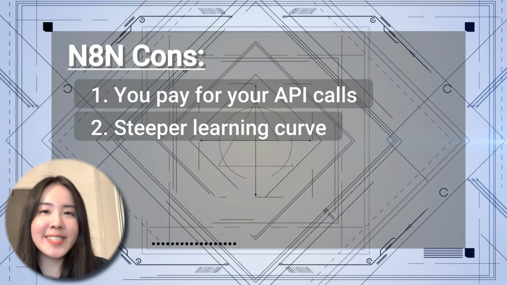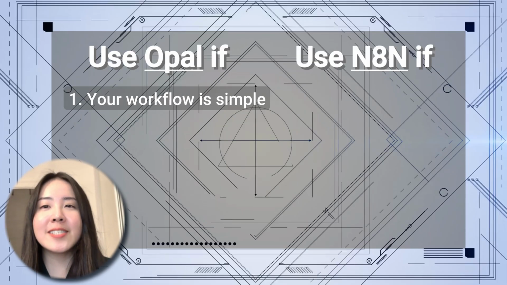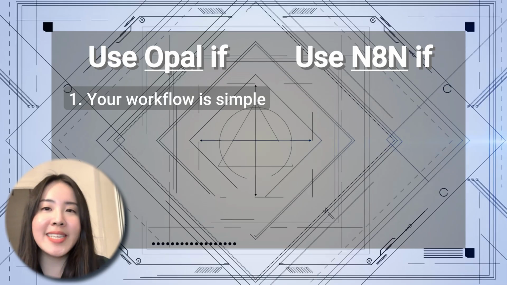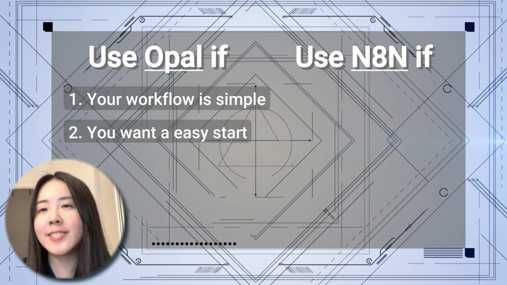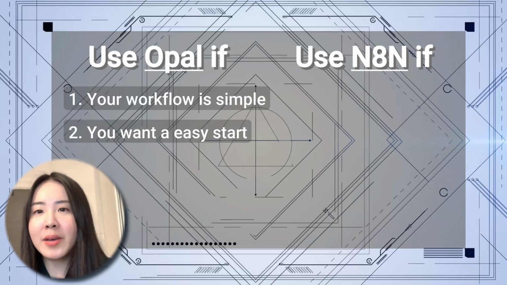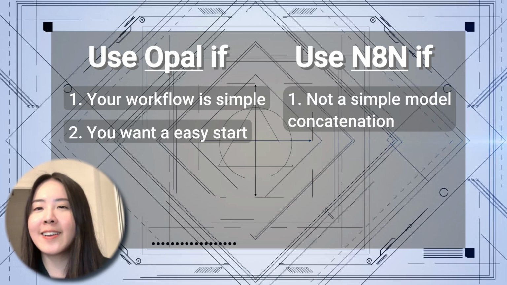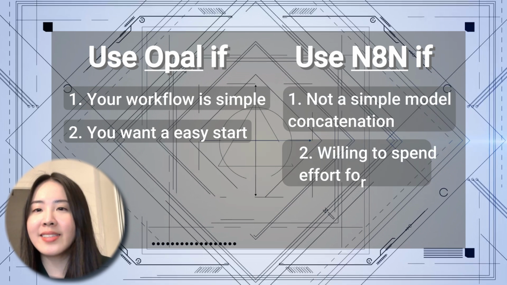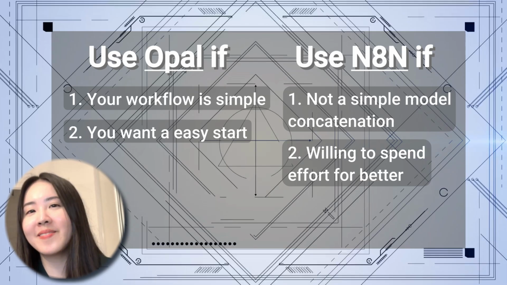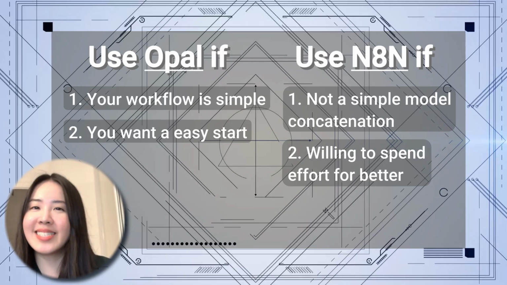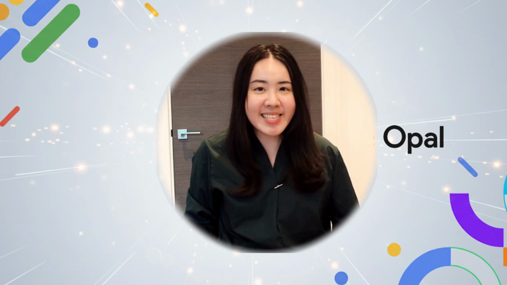So how do you decide? If your workflow is just a few generation tasks and you want to start fast, Opal's for you. But if you're serious about chaining complex automations, connecting tons of services, and don't mind putting in more setup, then n8n is the way to go. This wraps up our look at Google Opal, an exciting platform whether you're experimenting with AI or boosting productivity.